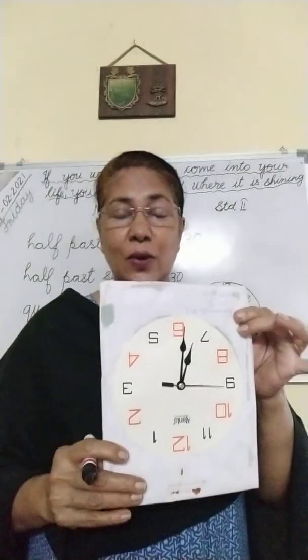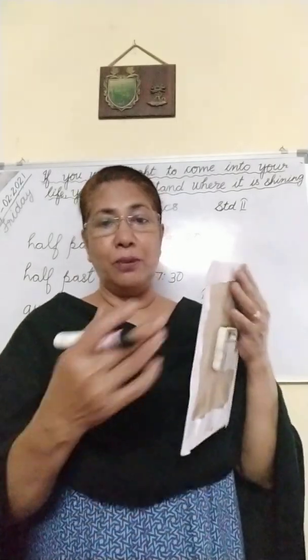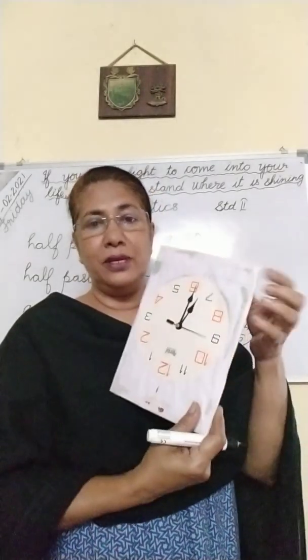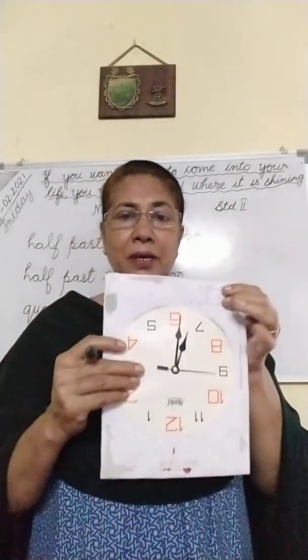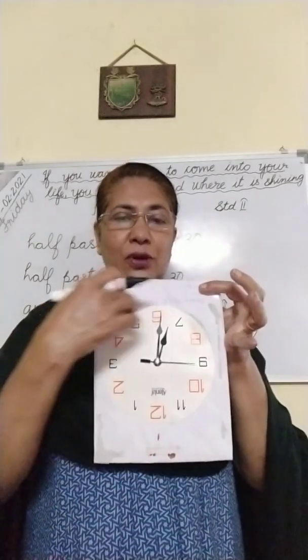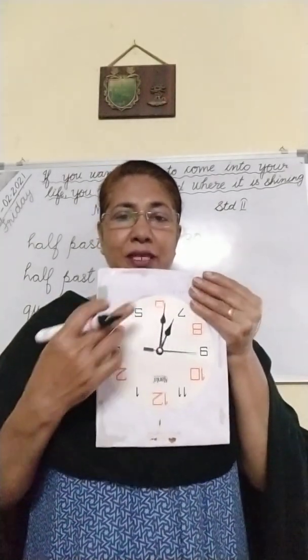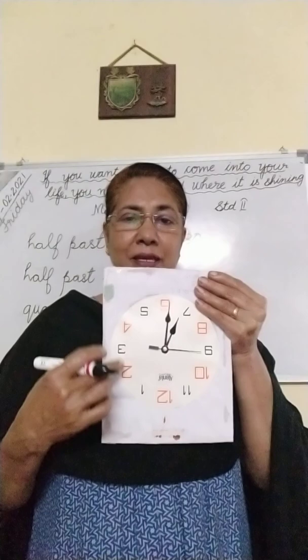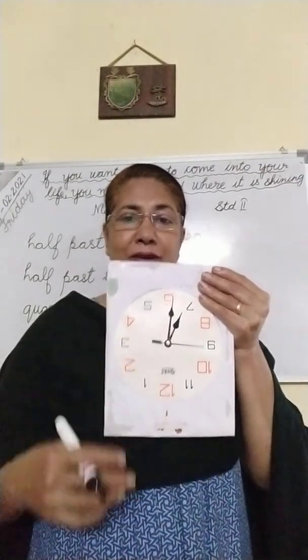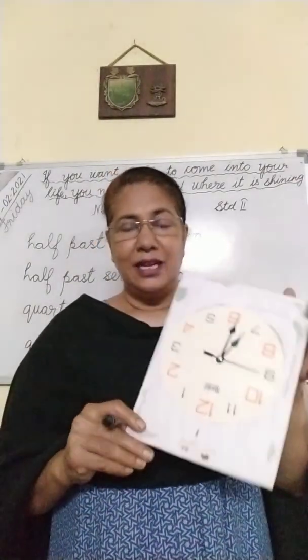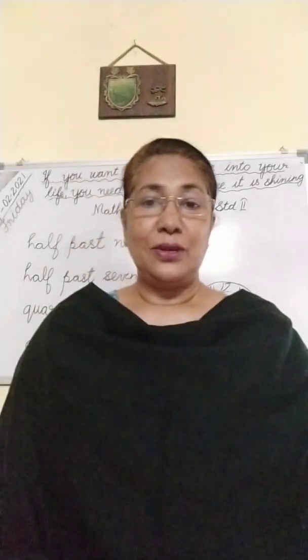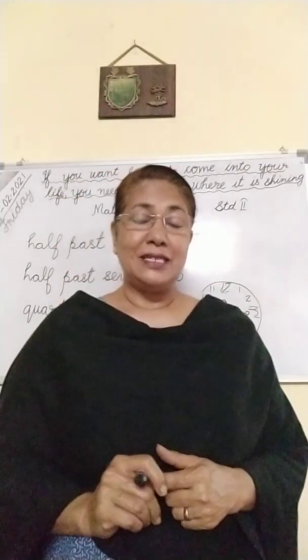The material required: you need a piece of hardboard. See, this is the hardboard, and you need white paper, and of course you have to draw this and stick it onto it, make numbers, then make hands like this. Okay, alright. So we did not write anything, we were only learning the time.